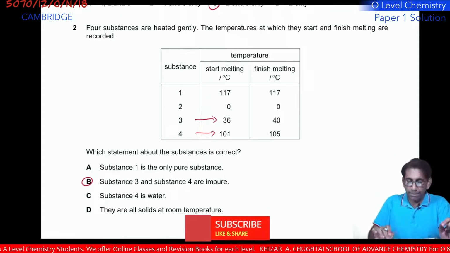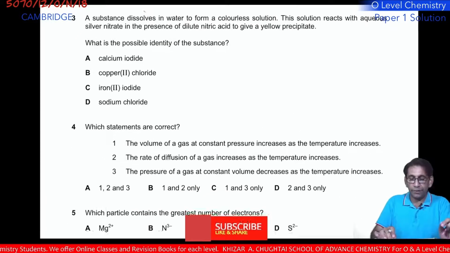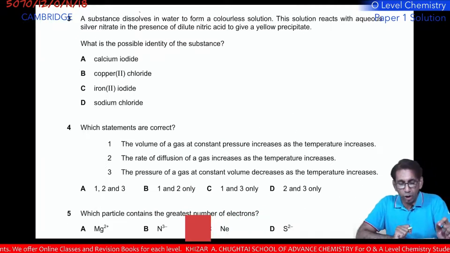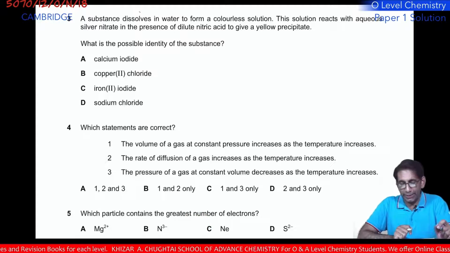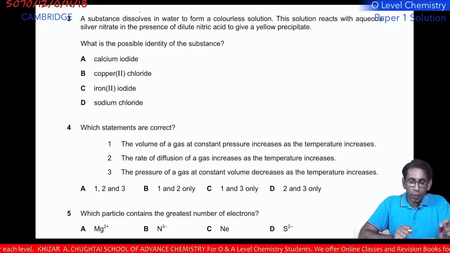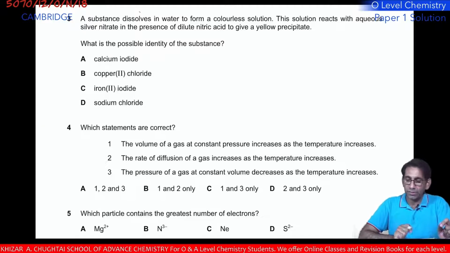Question number 3. A substance dissolved in water forms a colorless solution. This solution reacts with aqueous silver nitrate in the presence of dilute nitric acid to give a yellow precipitate. What is the possible identity of the substance?